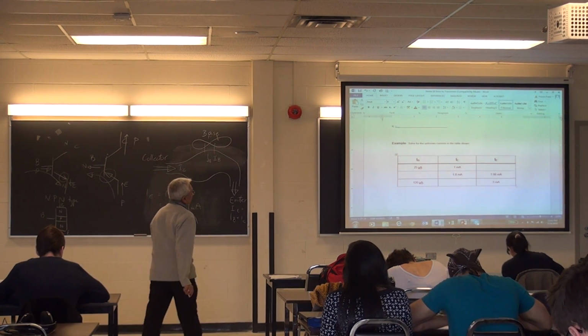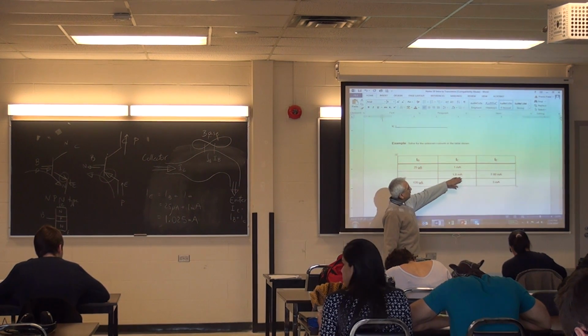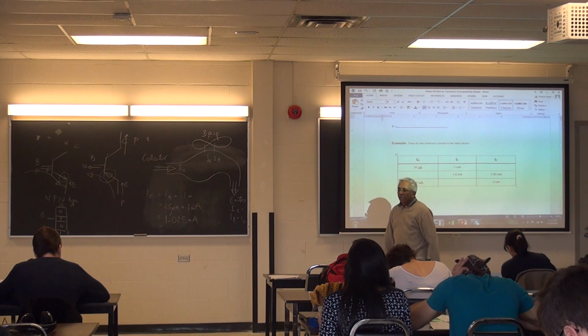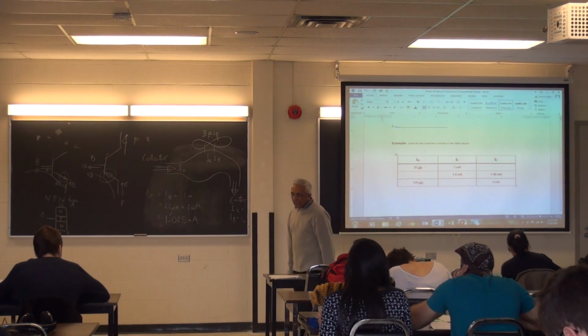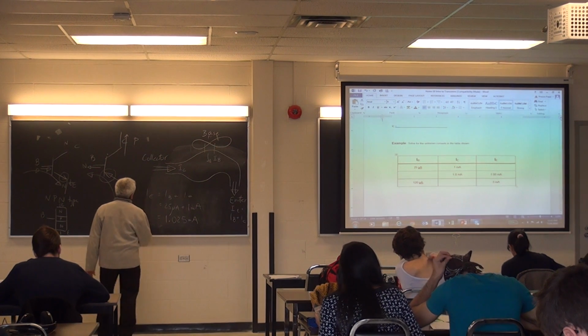Let's do the second one. IC is 1.8 milliamps. IE is 1.98 milliamps. How much is IB? 0.18.